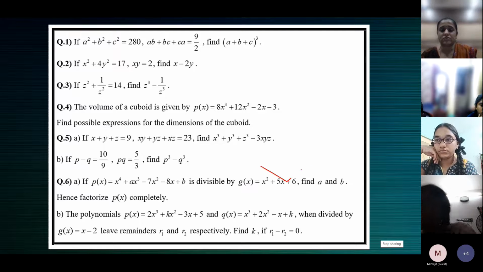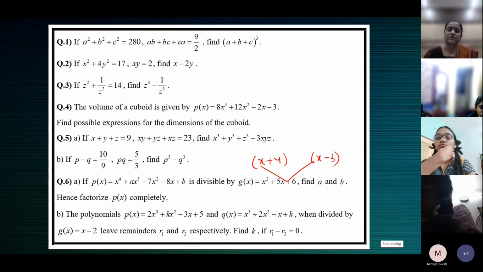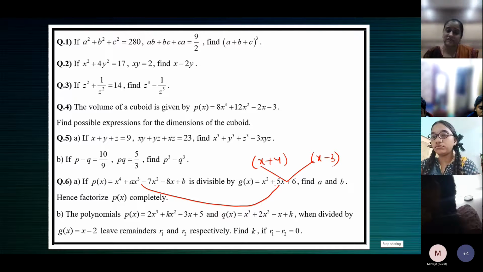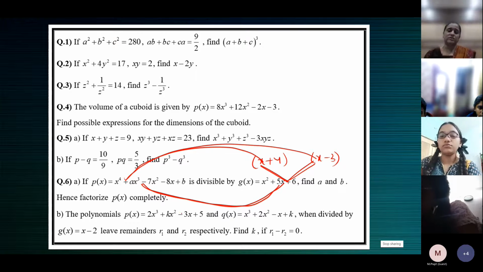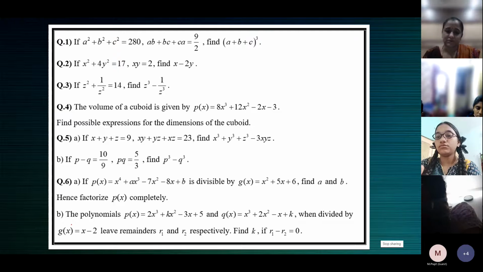I repeat, supposing the factors of this one are x plus 4 and x minus 3. How will we get this? By splitting the middle term, we'll find the two linear factors. Since p of x is divisible, and divisible means exactly divisible by g of x, and these are the factors of g of x, it means p of x is divisible by x plus 4 and p of x is also divisible by x minus 3. That's the first step: breaking down this expression into its linear factors.